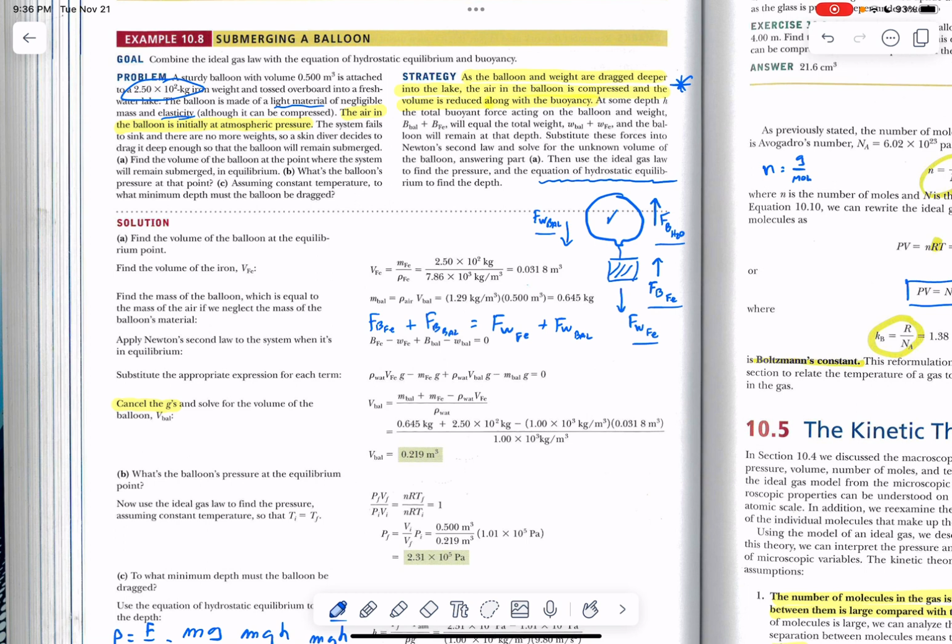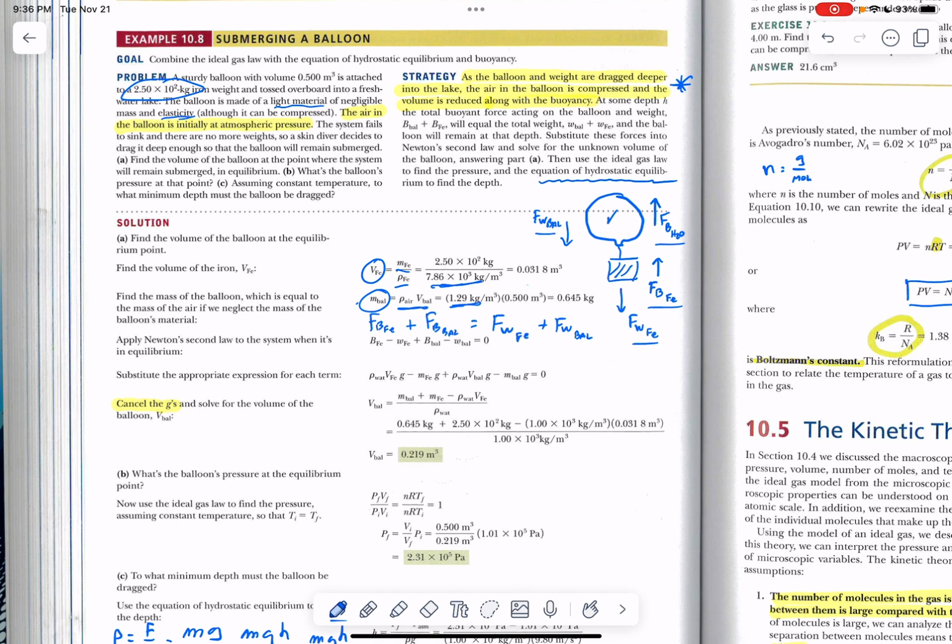So the one thing I'm going to have to do is obviously find the volume of the iron, and I can find the volume of the iron by taking its mass divided by the density. Where are you going to find the density of iron? You'd have to look it up on a chart or Google it, or it would be given to you on a test. And I'm also going to have to find the mass of the balloon. Well, the mass of the balloon, right here, is going to be the density times the volume of the balloon. And here you're going to have to find the density of air. That also can be found on a chart or will be given to you on a test.